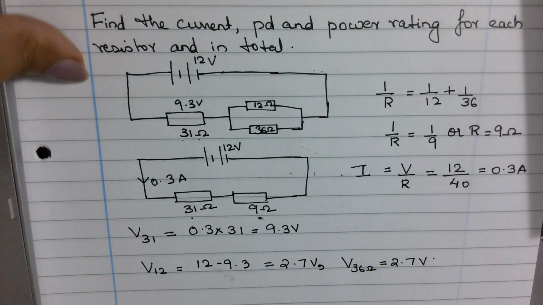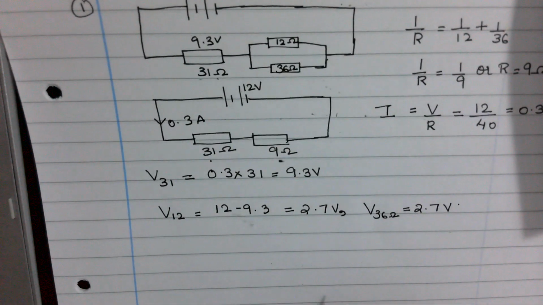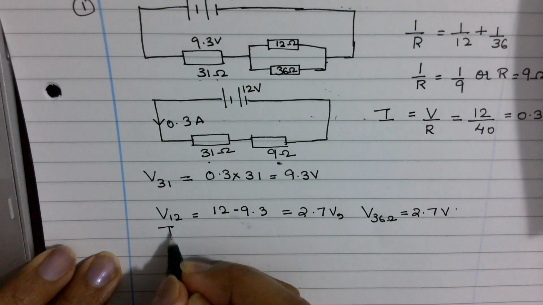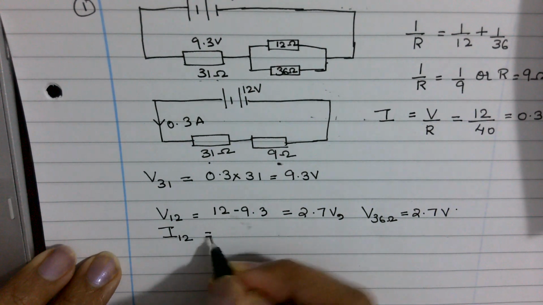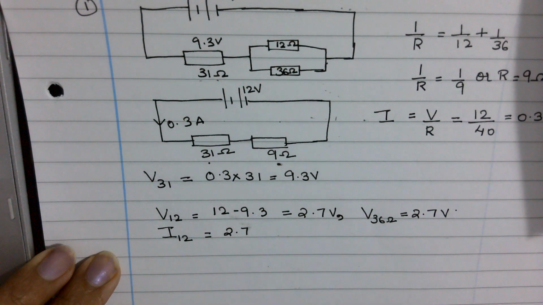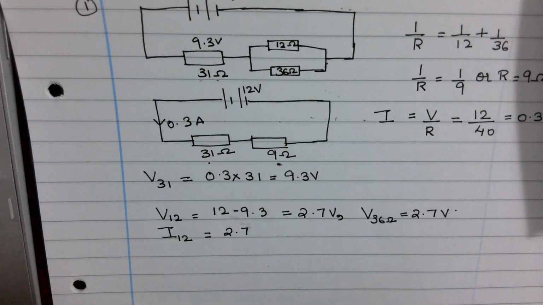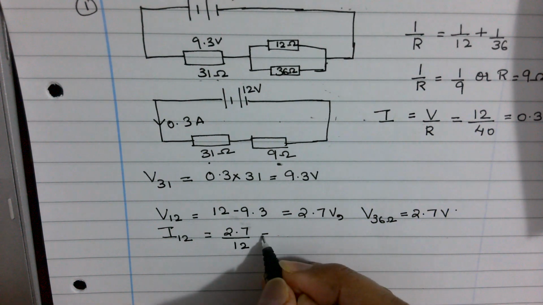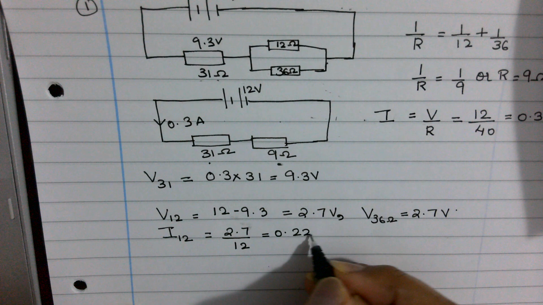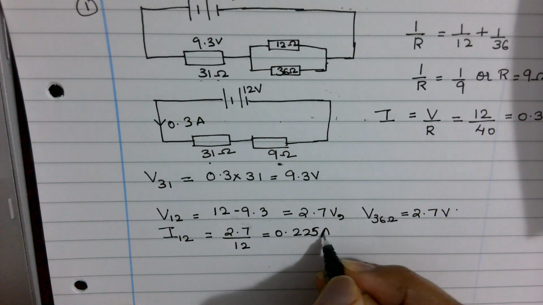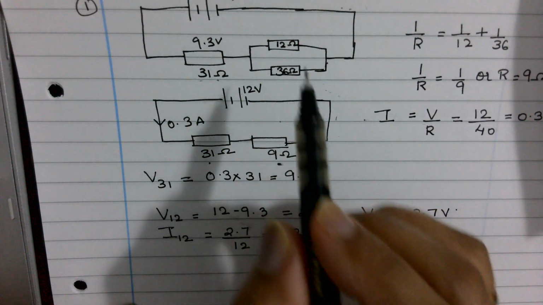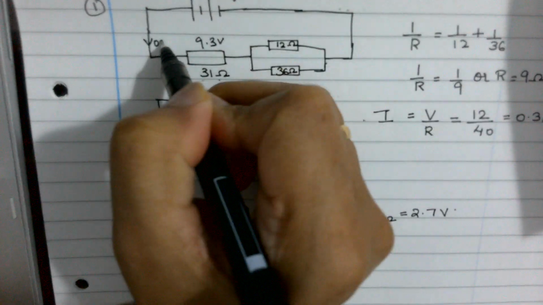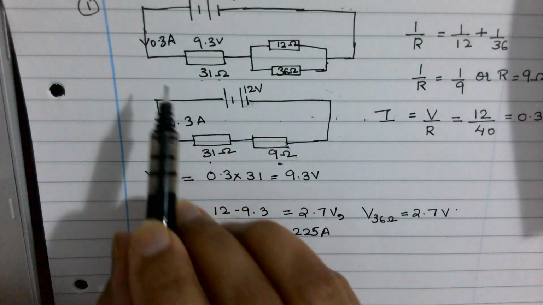So now we have the voltages. Now what is the next thing we need to find? We need to find the current. So the current flowing through 12 ohm should be the voltage across 12 ohm. We are again using V equals IR. So voltage across 12 ohm divided by the resistance gives 0.225 amps.